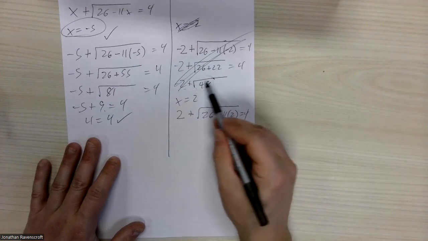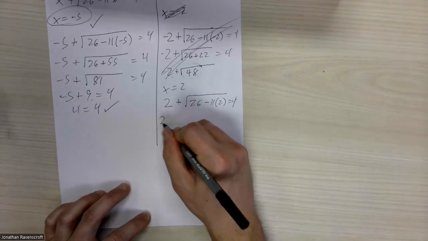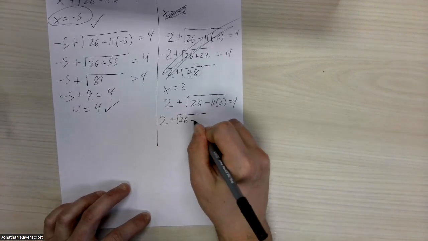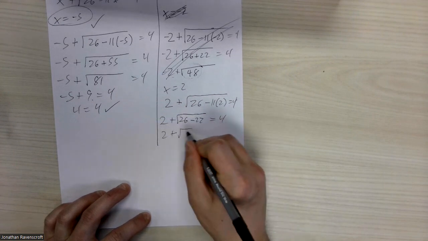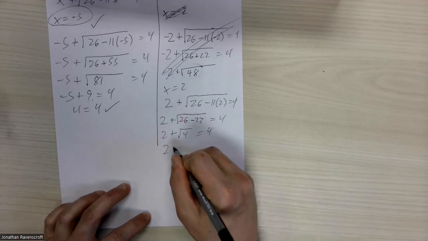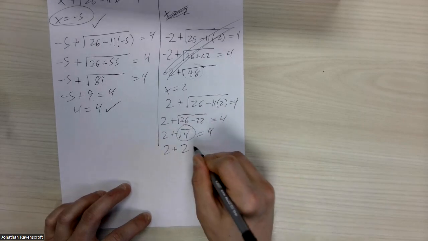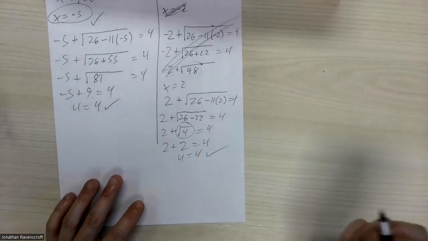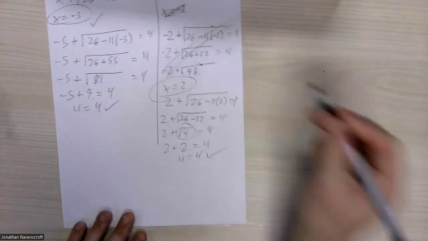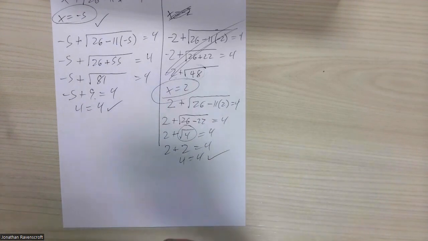The square root of 48 didn't look right to me. 26 minus 22. There we go. Square root of 4. Square root of 4 is 2. And last I checked, 2 plus 2 is equal to 4, which means both of these are valid solutions, which means the equation has two solutions.